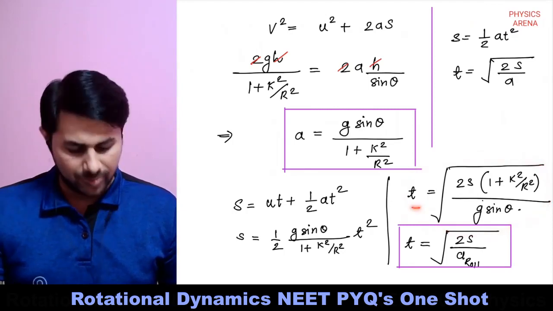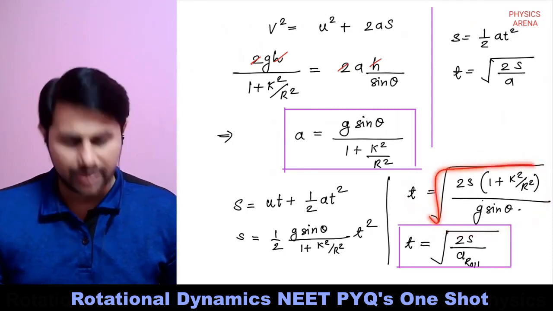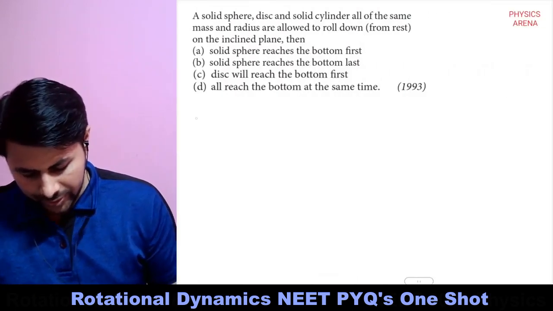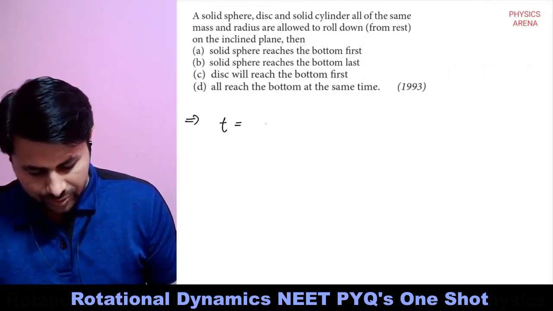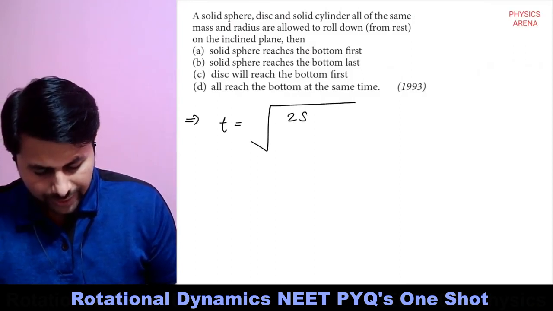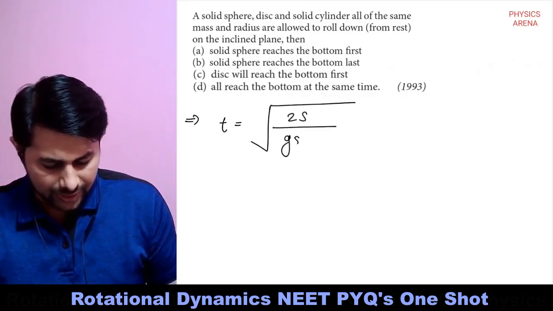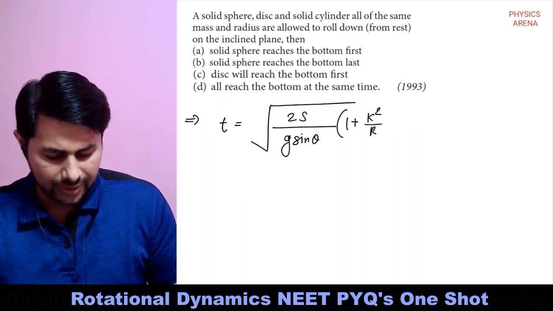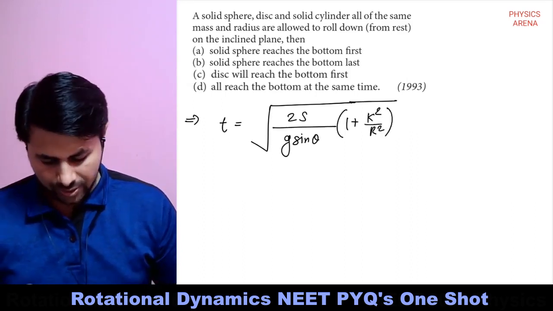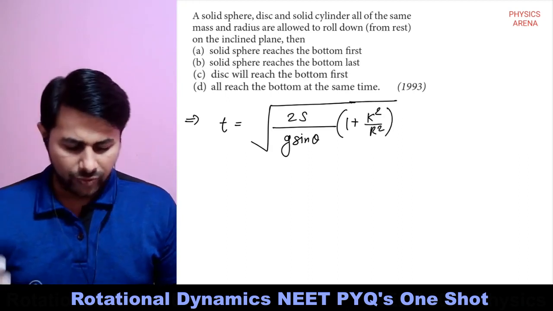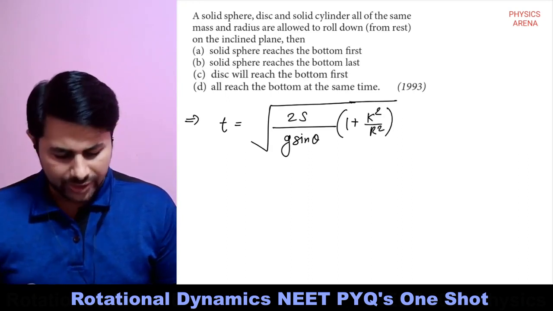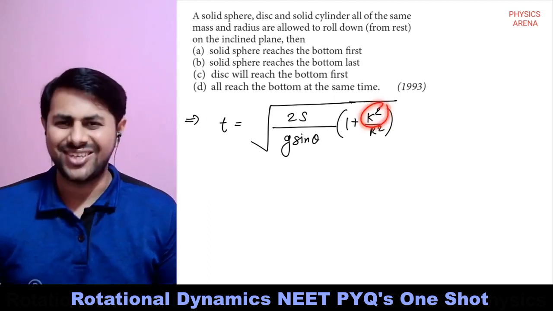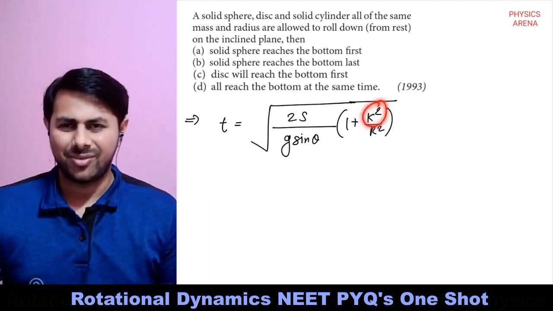The time taken by these bodies to reach the bottom is given by this formula. T is equal to square root of 2s upon g sine theta multiplied by 1 plus k square by r square. This is the formula. Okay, so which is the different thing for these bodies? I already circled it. So it is k, right?